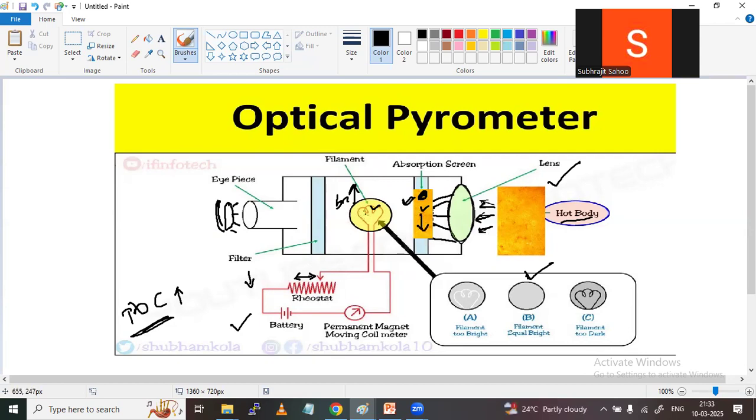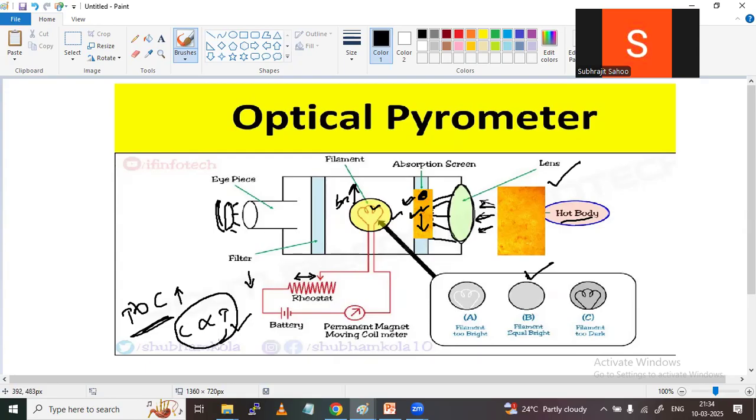So I need to decrease the current. So how to decrease the current? By varying the rheostat or varying the resistance here. Slowly current will start to decrease and the brightness of the filament will decrease, and one point will come when again both will be at the same brightness, and again the filament will disappear, right? Once again we can measure the current at which this situation happens, and that is later converted into temperature.